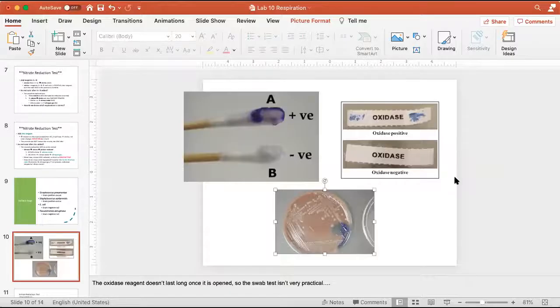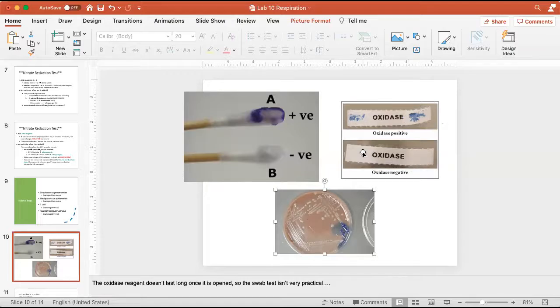So if we go back to the slides, on the upper right-hand side here, you can see what these strips look like. They're just little strips of paper, literally. And they've been soaked in the reagent. So all you do is you scoop up one or two colonies again with your cotton swab. And all you have to do with your swab is just rub it onto the strip. If the cells are oxidase positive, it's going to turn purple where you rub it.